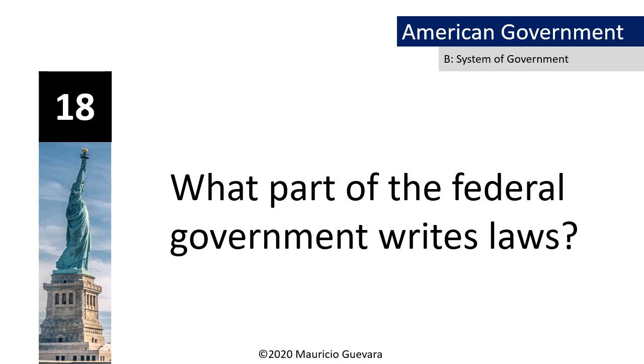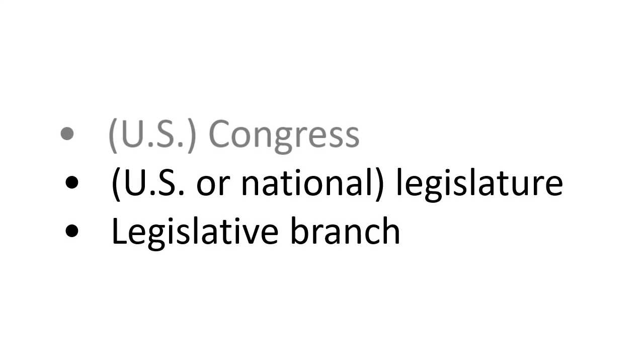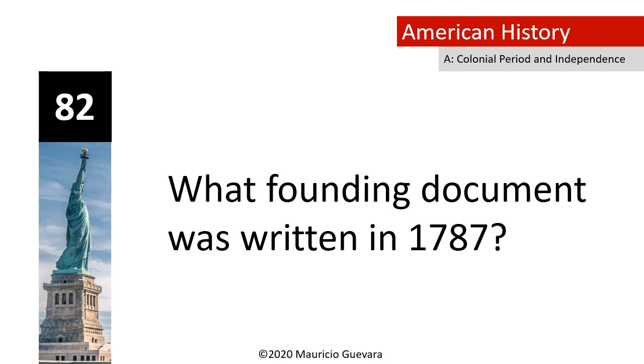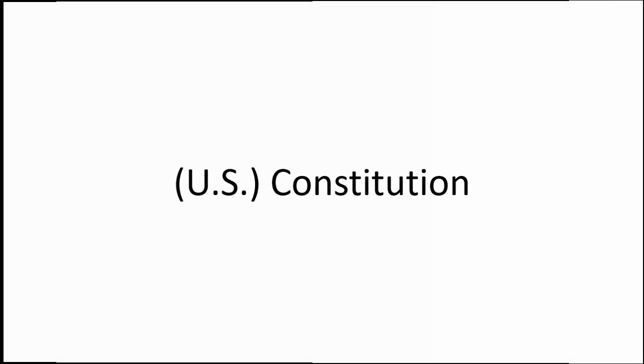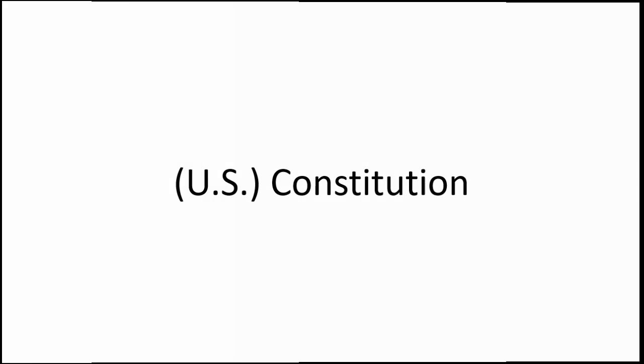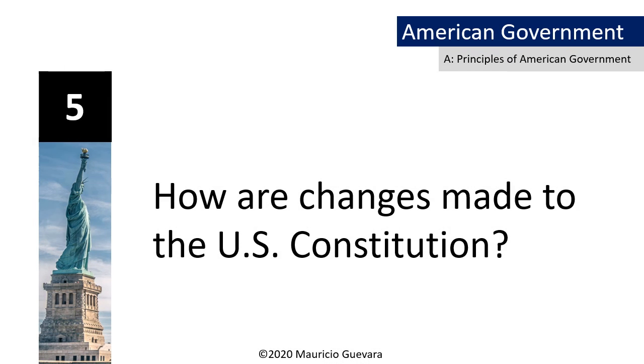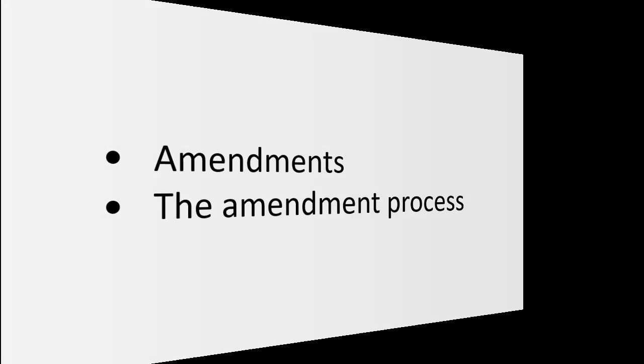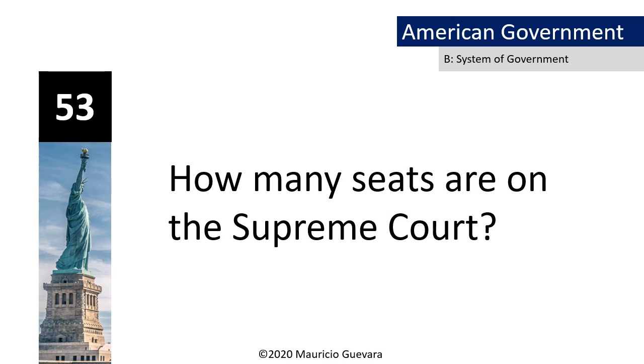What part of the federal government writes laws? Congress. What founding document was written in 1787? Constitution. How are changes made to the U.S. Constitution? Amendments. How many seats are on the Supreme Court? 9.